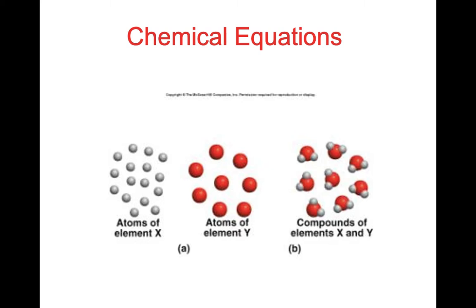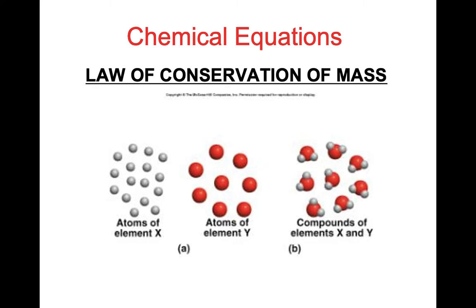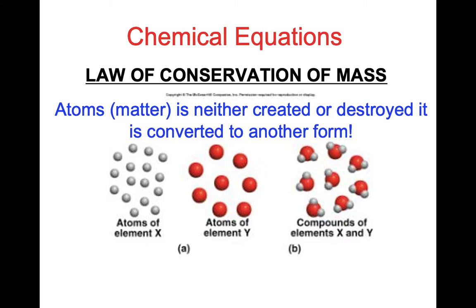So in this picture, you'll notice that we're starting off with a certain number of element X, which is the white one, and a certain number of element Y, which is the red one. And in our product, we will have the exact same numbers of atoms that we started with. Remember, that's called the law of conservation of mass. The atoms that you start with are the same number of atoms that you end with. Matter cannot be created or destroyed. It's simply converted to another form.